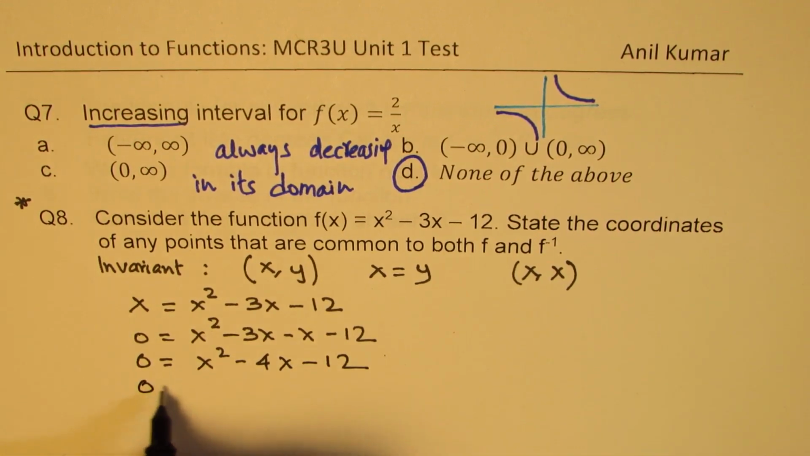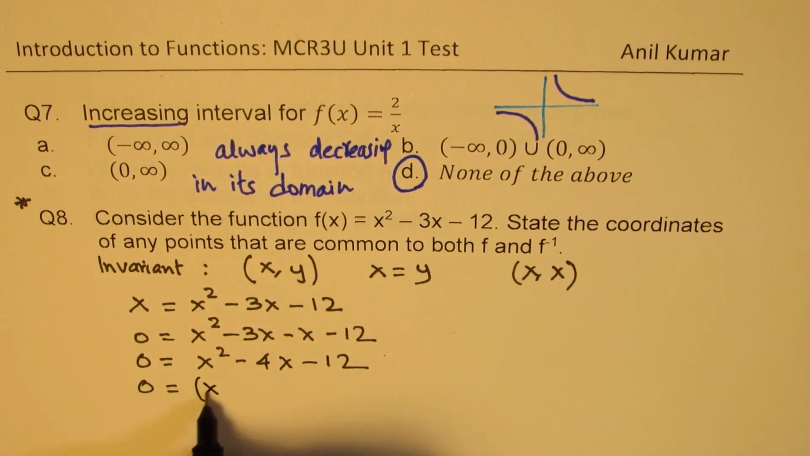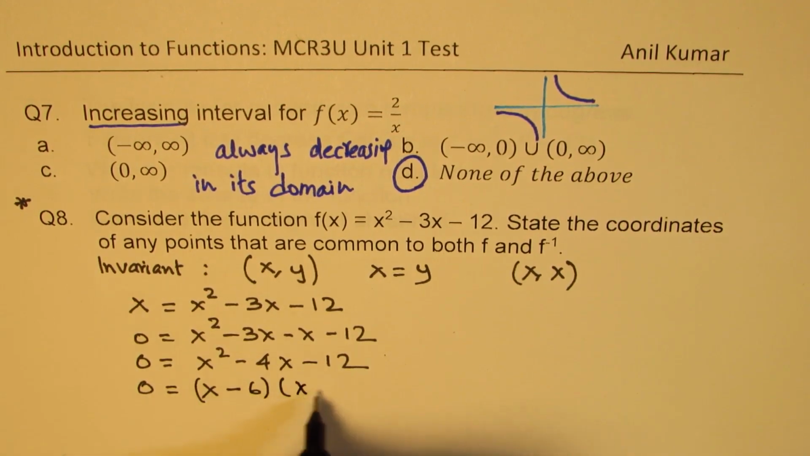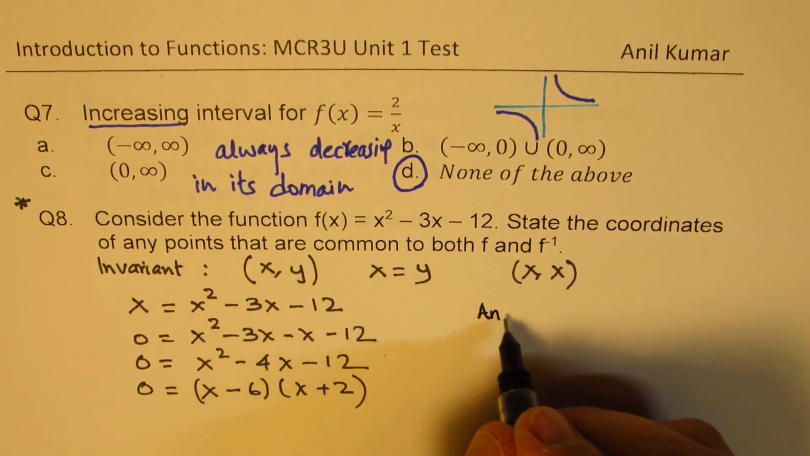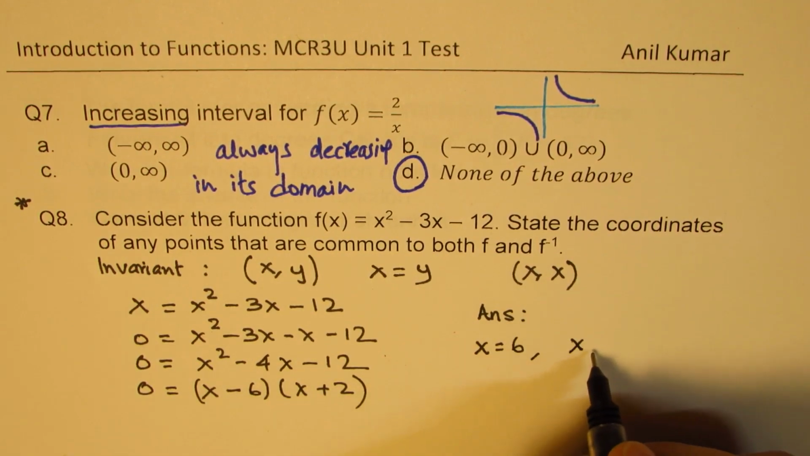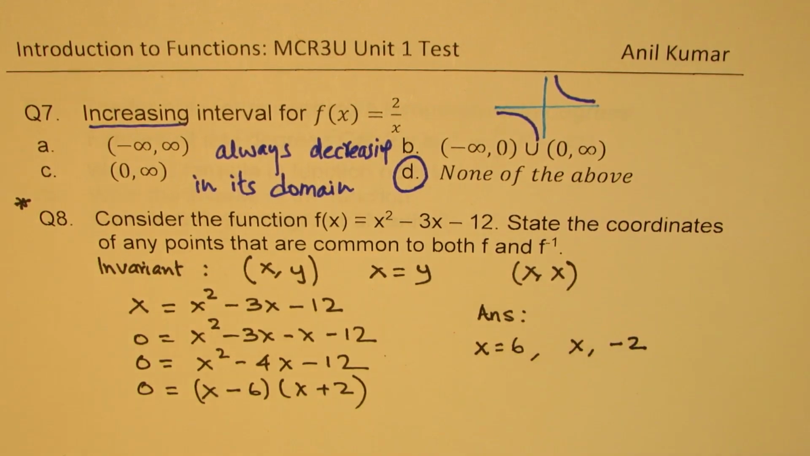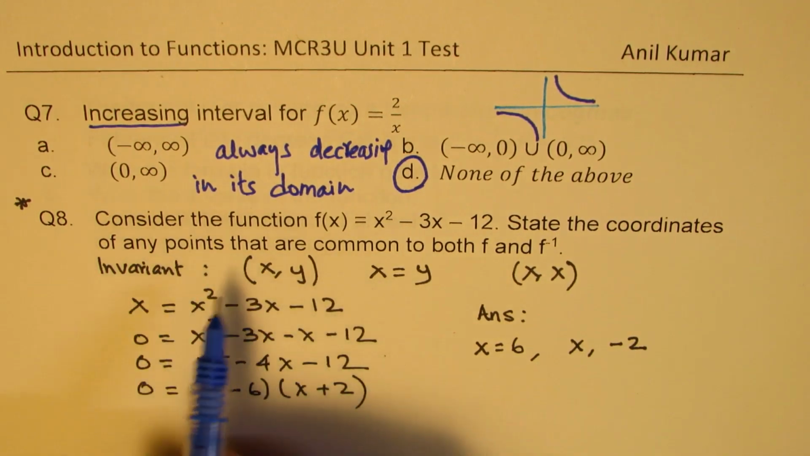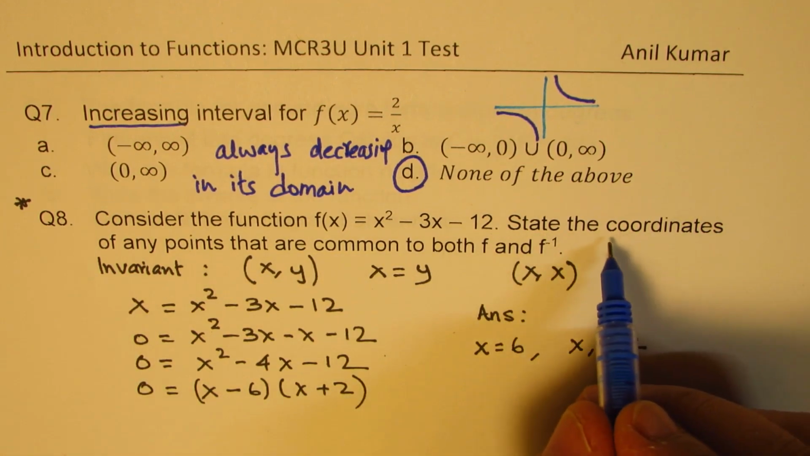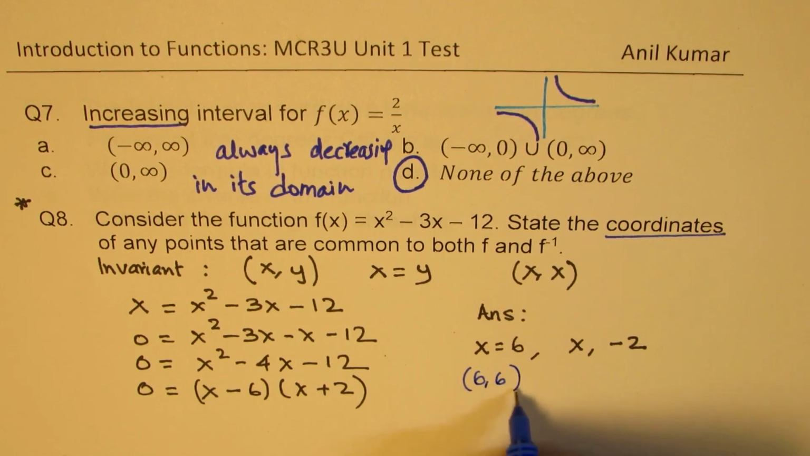You can factor this, right? 3 times 4, 6 times 2. 6 times 2 can work. So we get x minus 6 times x plus 2. Correct? So we get two values. So that means our answer is x equals to 6 and x equals to minus 2, right? So those are the invariant points, correct? So state the coordinates. We have to state the coordinates of these points. The coordinates will be 6 comma 6 and minus 2 comma minus 2.